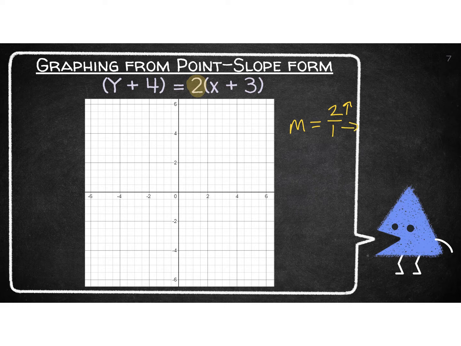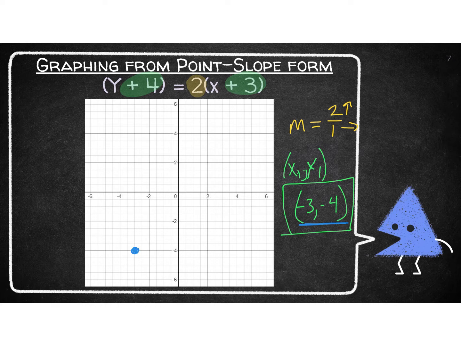Okay, but the harder part is maybe finding the point. I know my point has to do with the 3 and the 4, but we've got to be careful about that. We have to flip the sign. So my x1, comma y1 point is going to actually be negative 3. We've got to flip the sign, and negative 4. So this is my starting point. Negative 3, negative 4, so that's right here. And then I can count from there.